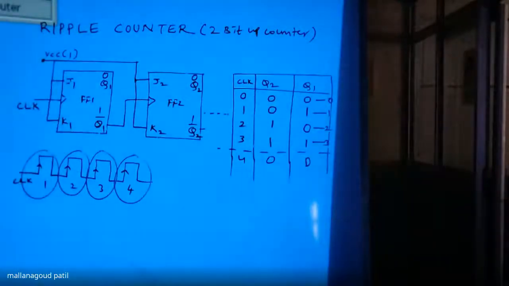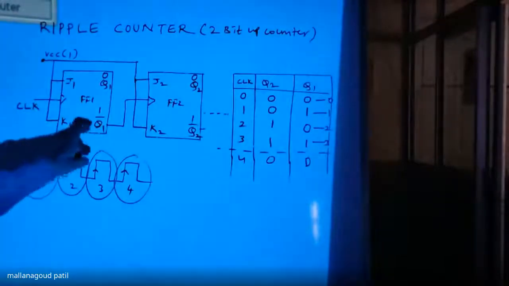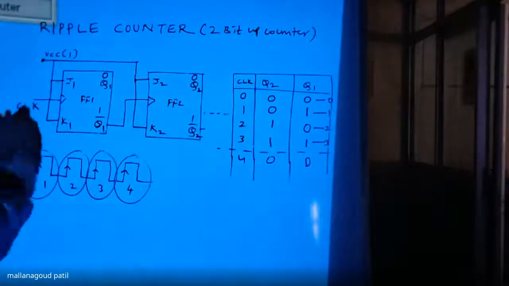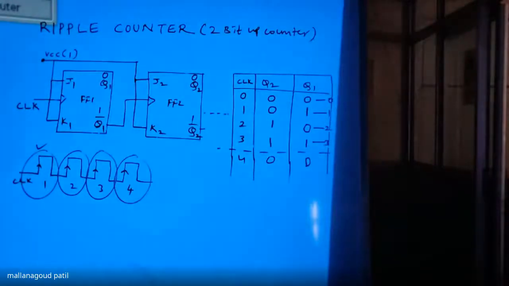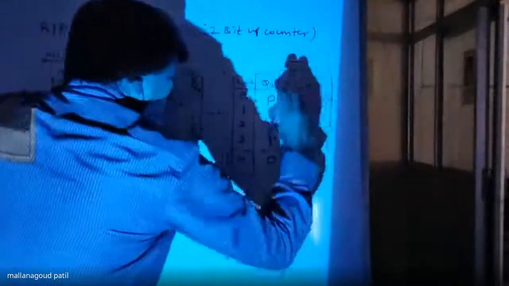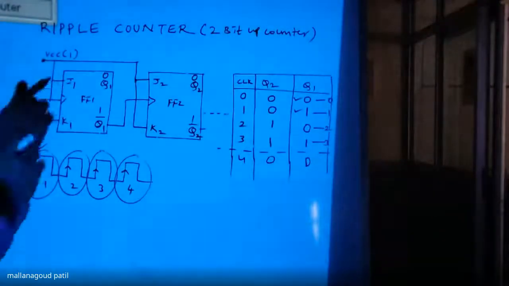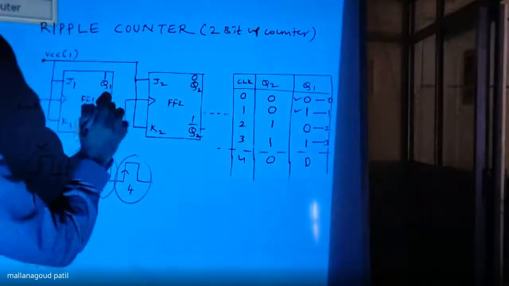See here how exactly it toggles. Initially Q1 is 0, Q2 is 0, Q1 bar is 1, Q2 bar is 1. When you apply the first clock, it toggles. Toggling means Q1 complements: Q1 was 0, Q1 will be 1. When Q1 is 1, what should Q1 bar be? 0.